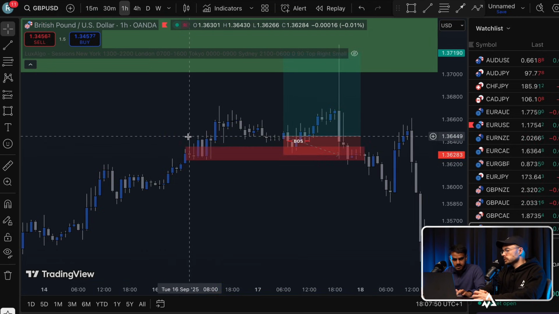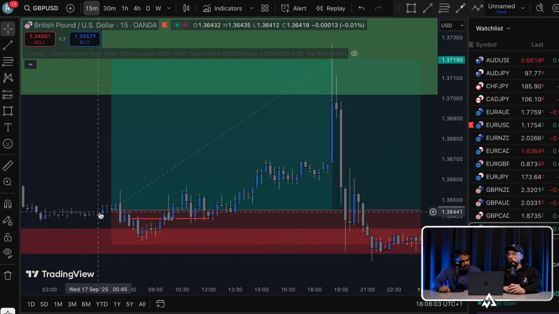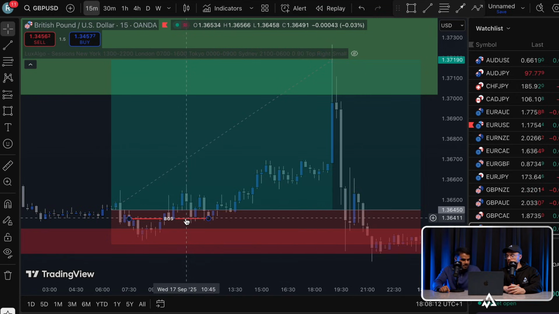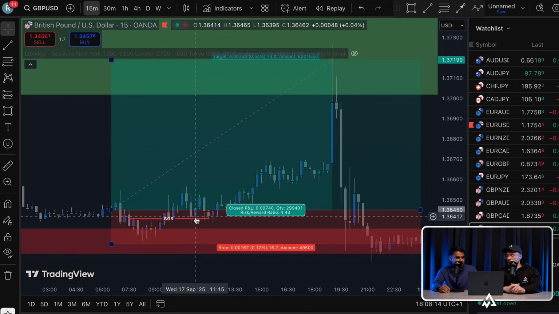Now, once we tap into this demand, I drop down to the 15 minute. I see this break of structure on the 15 minute. We then come back into this area, into the neckline. Some people call it the neckline or whatever you want to call it. This is where I know that the fair value gap is going to get filled and this is where it will move from.